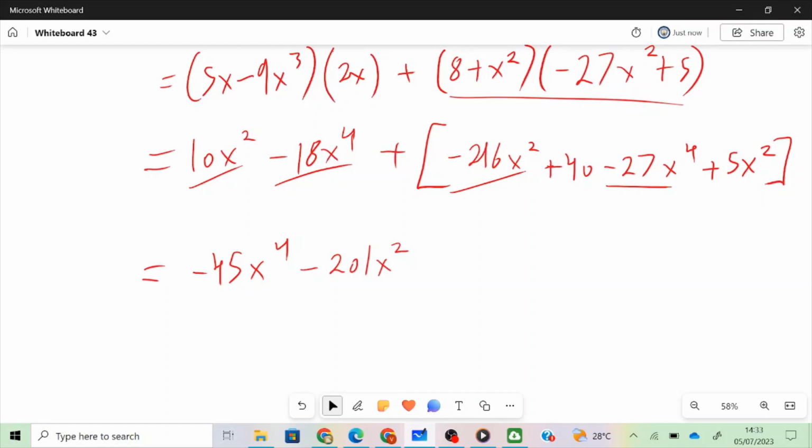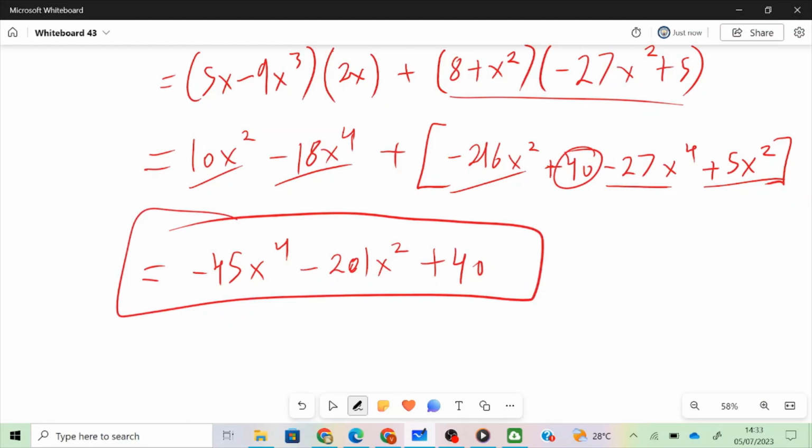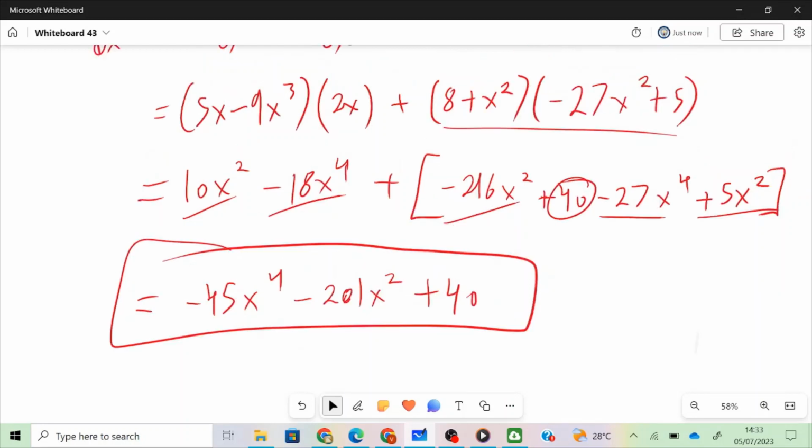Sorry, minus 206x squared, not bad. And then we have, oh sorry, that's 10x squared minus 21x squared plus 5x squared, that is minus 6x squared. Sorry, minus 6x squared, and then the only term we have that's independent of x is 40, so that comes as it is, plus 40. And that is the answer for that question.